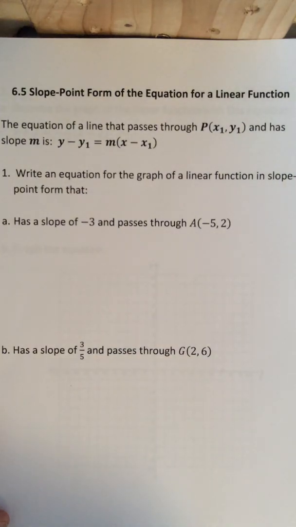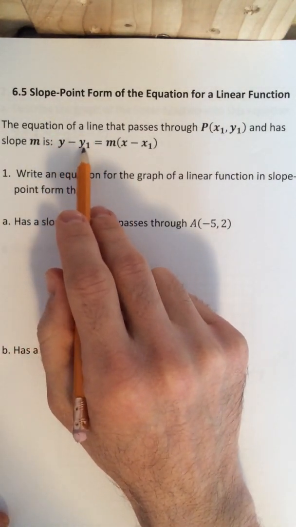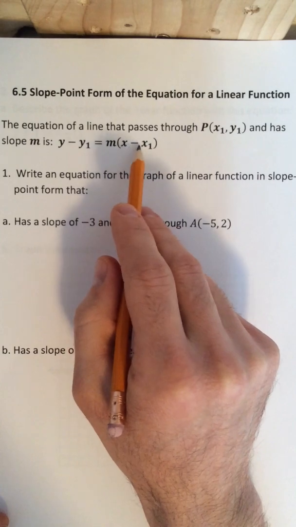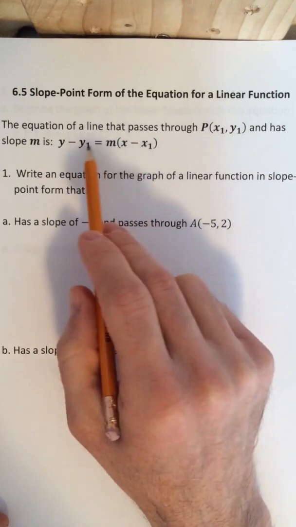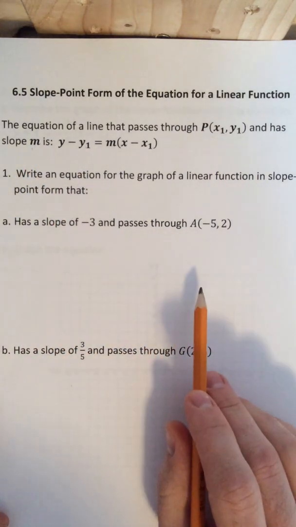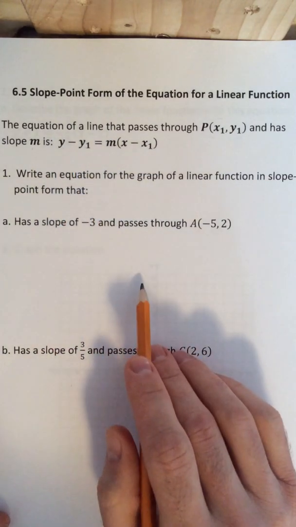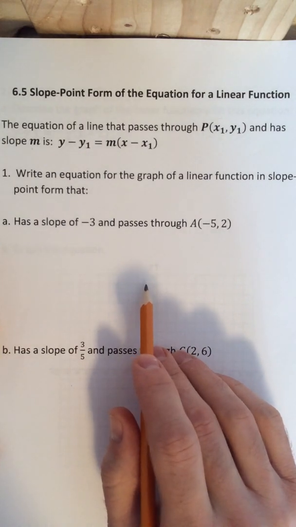This week we're going to be looking at the equations of linear functions that are written in what's called slope-point form. The equation of this line in slope-point form is this: y minus y1 is equal to m multiplied by, in brackets, x minus x1. The x1 and y1 represent a point on the line, and m still represents the slope. And these x and y values here represent any unknown x or y value that could be on this line.